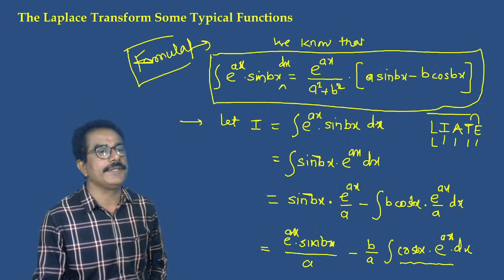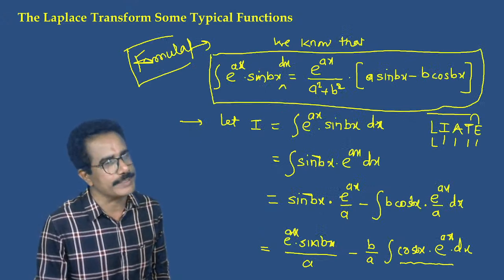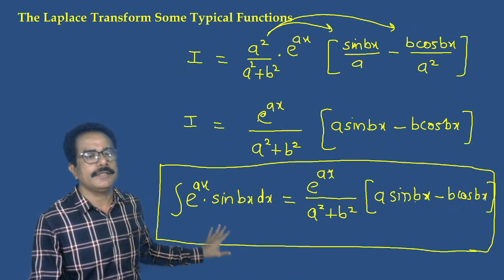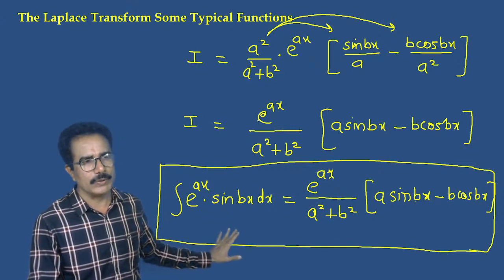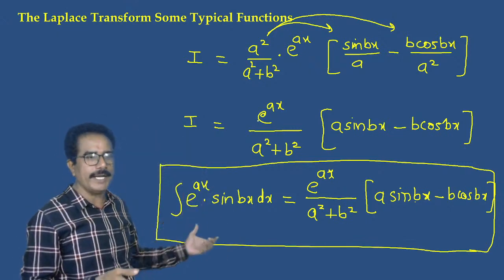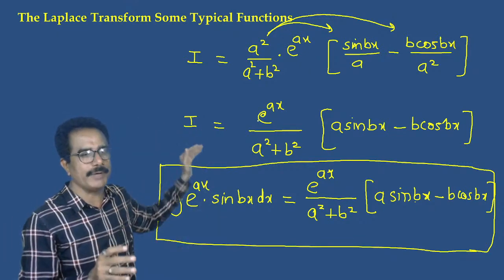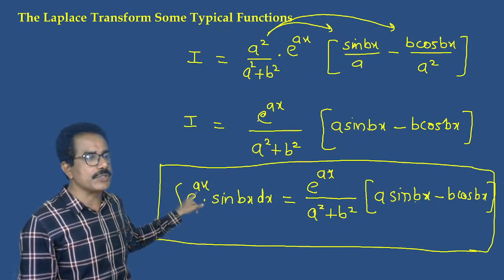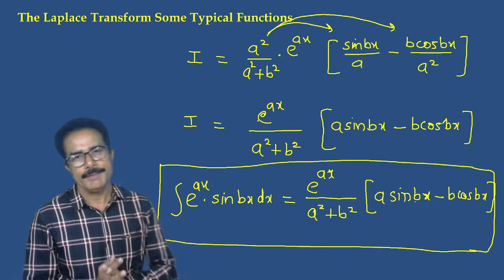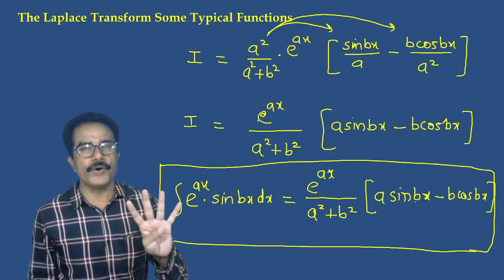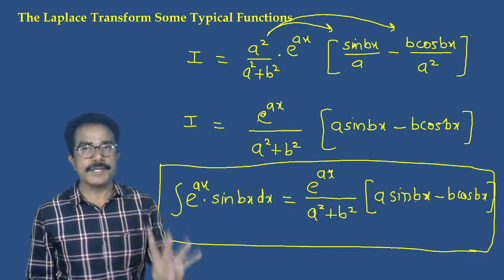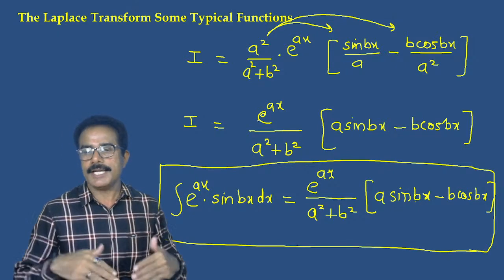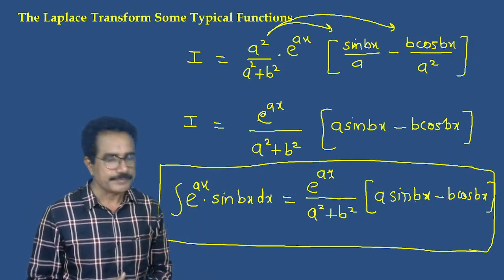Laplace transformation of f of t equal to sin at, f of t equal to cos at. This is the formula, this is the reference formula you must know. Already I have given the proof of this formula, but it is not necessary to prove it. You must know only the formula, how we can write the integration of e raised to ax into sin bx dx. Okay, so these are the four typical functions. We have calculated the Laplace transformation of these typical functions. There are again some functions.